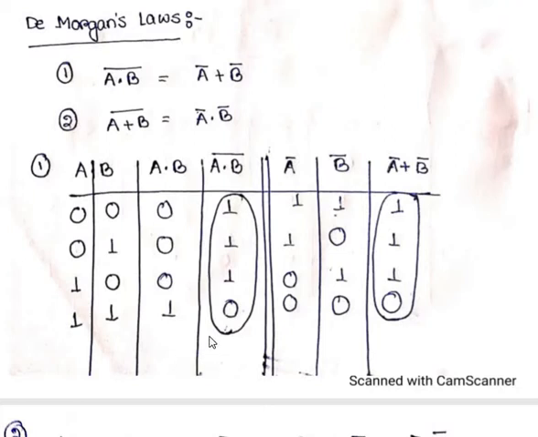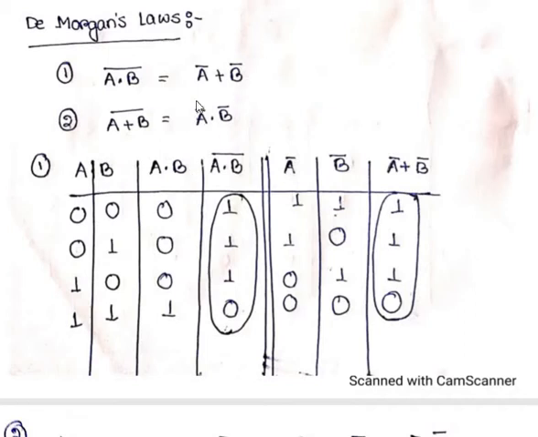Now (A into B) whole bar. Whole bar means exactly the opposite of A into B. In A into B I have got 0 0 0 1. So (A into B) whole bar will give you 1 1 1 and 0. So the value of left hand side is 1 1 1 0.